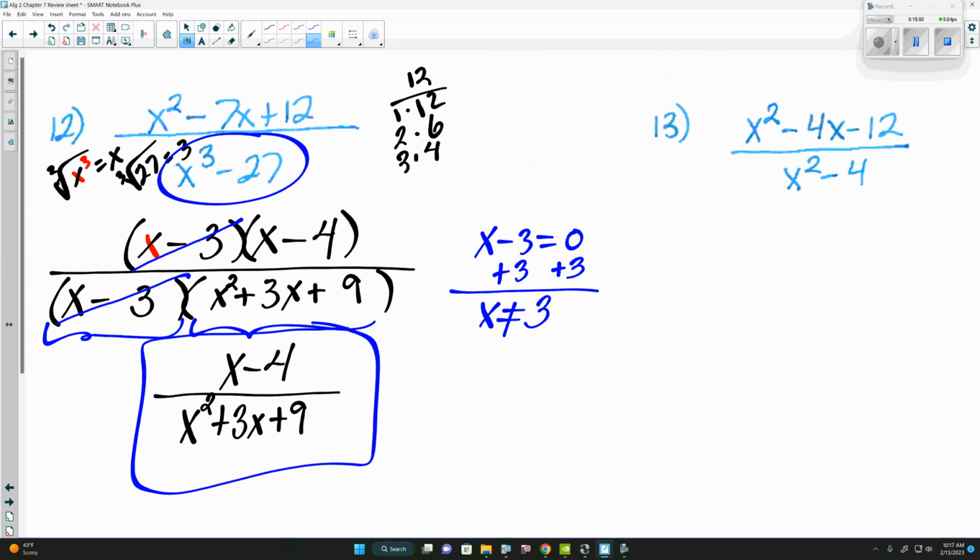Any questions on this here? Questions on any of the problems up to 12 so far? Now let's look at problem number 13.